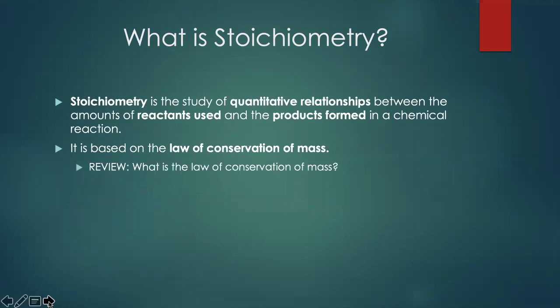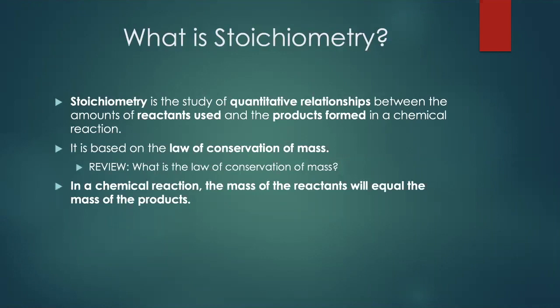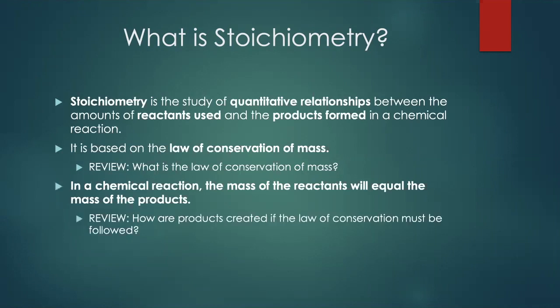So what is the law of conservation of mass? Yes, that's right. It is the law that states that matter is neither created nor destroyed in a chemical reaction. So basically, in a chemical reaction, the mass of the reactants will equal the mass of the products, which is a main point in stoichiometry. So how are products created if the law of conservation must be followed? That's correct. Bonds will break and atoms will be rearranged and new bonds will form to create new molecules.